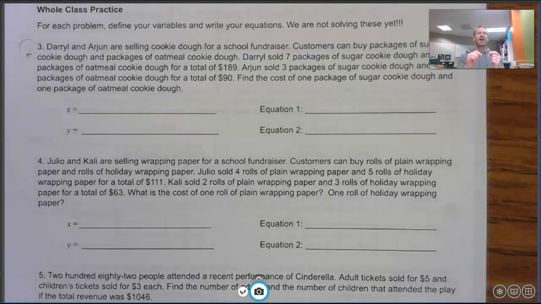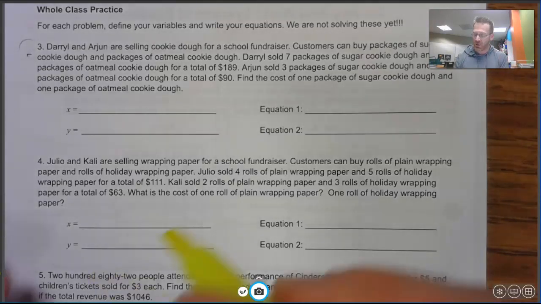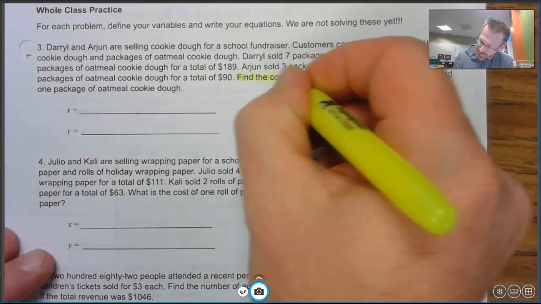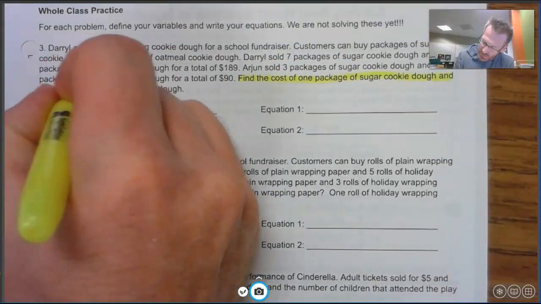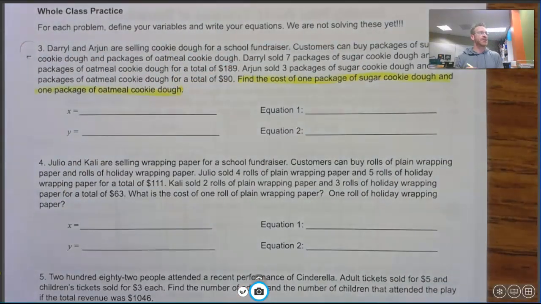And that last sentence is really the key. Notice what it says: find the cost of 1 package of sugar cookie dough and 1 package of oatmeal cookie dough. So this sentence right here is really big, because that's going to identify our variables. We need 1 variable to represent the cost of the sugar cookie dough and 1 variable to represent the cost of the oatmeal cookie dough. And it doesn't matter which one.